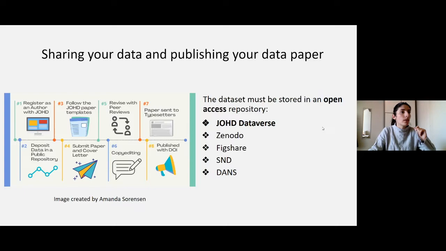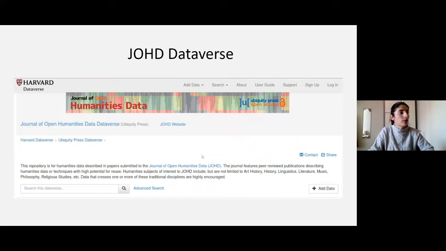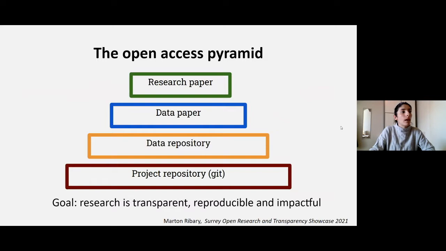So this is basically the platform for the Dataverse, which is meant for data published in JOHD papers, data papers, or research papers. So in our view, the data paper is not the only actor towards a type of research that is more open, reproducible and impactful. So this model, the open access pyramid, which has been elaborated, suggested by another team member, Martin Ribery, sees the data paper as just one of the types of dissemination of results that make research open, reproducible, and impactful. So we have, other than the data paper, the project repository, the data repository, and the research paper, and we'll see them in detail.